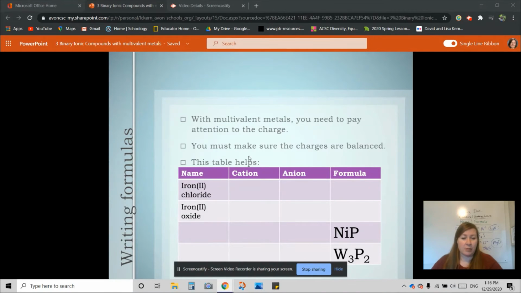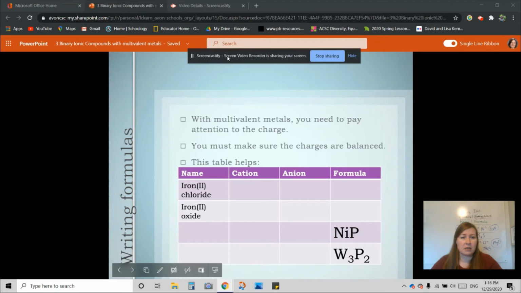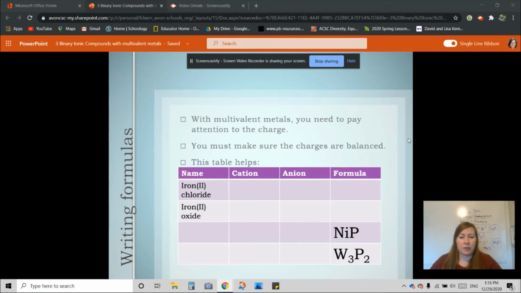Okay, so here's some examples of writing formulas. And so with multivalent metals, you have to pay attention to the charge, and you need to make sure charges are balanced, of course. And we're going to use the table like we did before, where you've got the name, the cation, the anion, and the formula. So iron 2 chloride, we're going to write the formula for that.